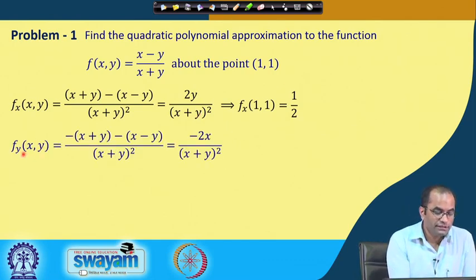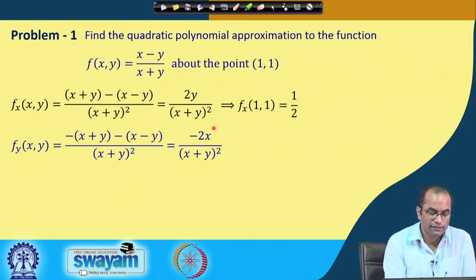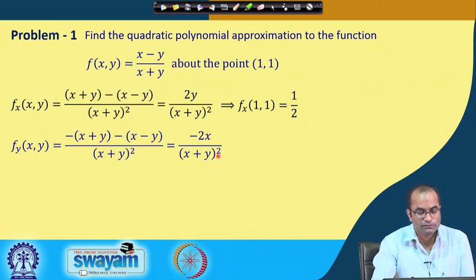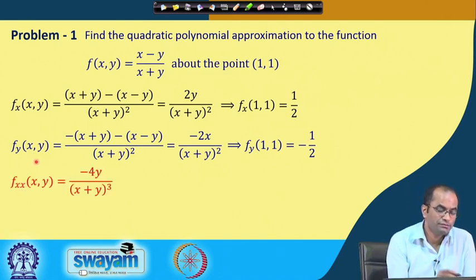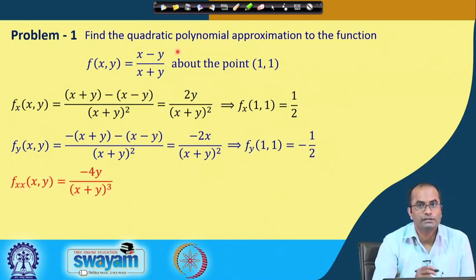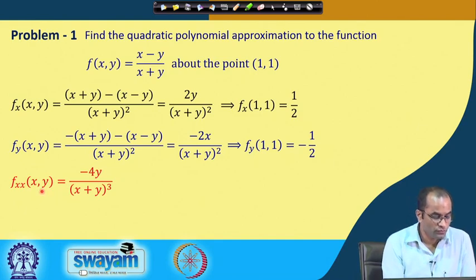Then the partial derivative similarly with respect to y. Again we will get minus 2x over (x plus y) square, and we can compute this at the point (1, 1), which will give us minus half.